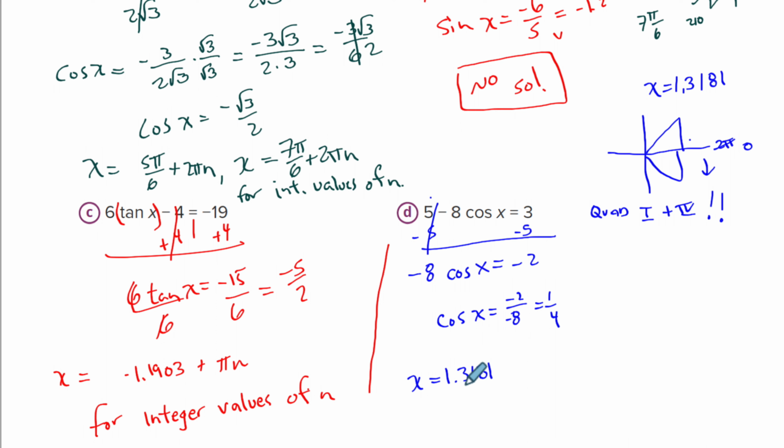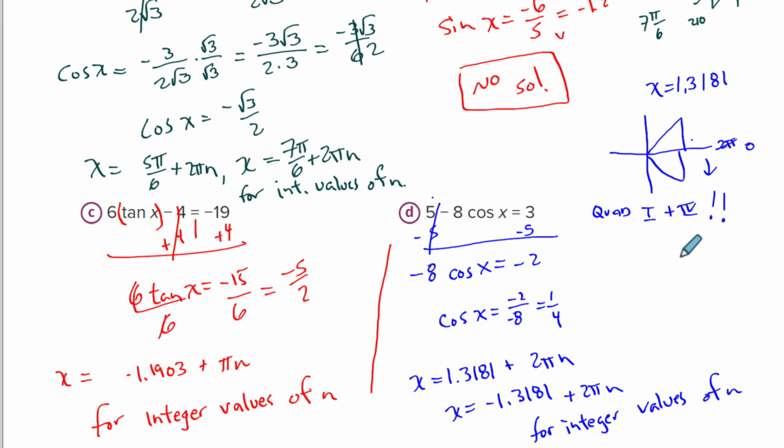So x is going to equal 1.3181. And then x is going to equal negative 1.3181. And then for each of them, don't forget to add the 2 pi n. And that means it'll go another 2 pi for each one of those and repeat itself. For integer values of n. So we're going to include those. Now, some of you might say, well, that's cheating because I did 1.3 on this side, and I need to go in this quadrant, so I'll just call it x equals negative 1.3181. Well, I mean, it's not really cheating because we want the values, we want all the values, right?